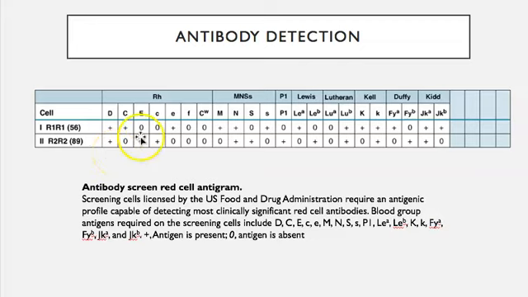So you can use this phenotype map here to compare to your patient results. That's how we determine the identification of the patient's antibody. These screening cells are licensed by the FDA. They require an antigenic profile that's capable of detecting most of the clinically significant red cell antibodies. Again, these are most of the ones that we talked about in the first lecture.